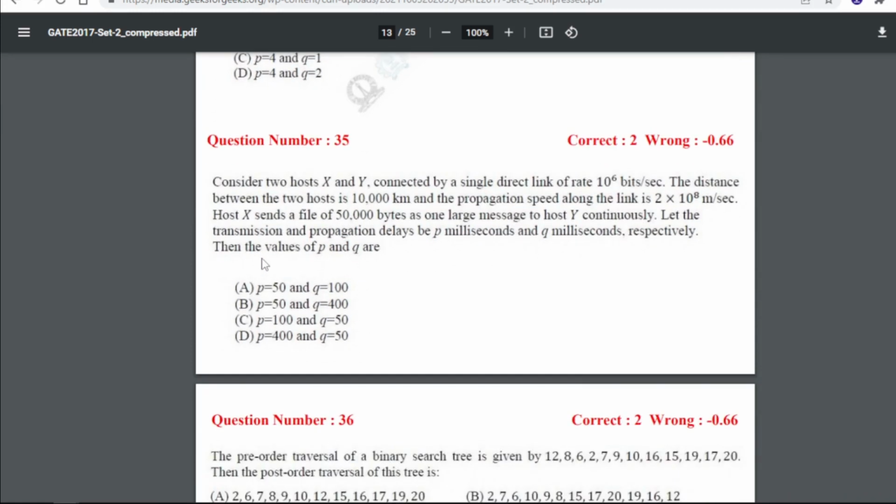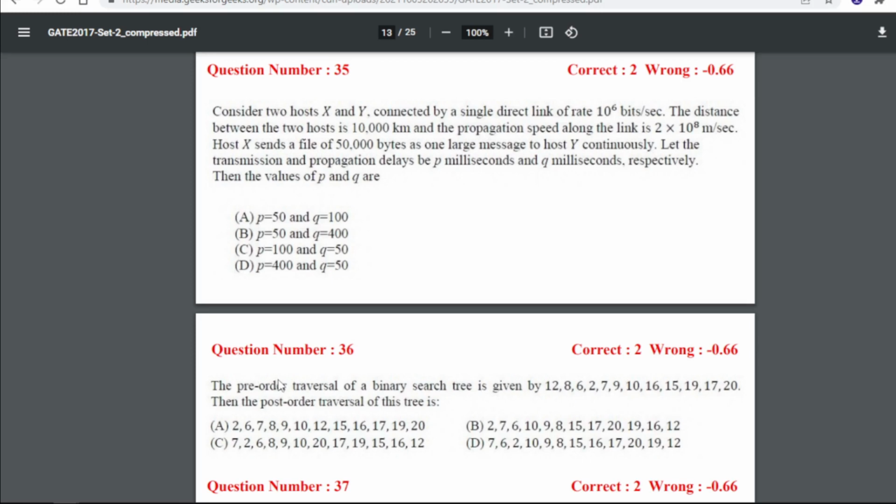35: consider two hosts X and Y connected by a single direct link of rate 10 to the power 6 bits per second. The distance between the two hosts is 10,000 kilometers and the propagation speed along the link is 2 into 10 to the power 8 meters per second. Host X sends a file of 50,000 bytes as one large message to host Y continuously. Let the transmission and propagation delays be P milliseconds and Q milliseconds respectively. Then the values of P and Q are what? So for 35 our answer will be D, that is P equals 400 and Q equals 50.